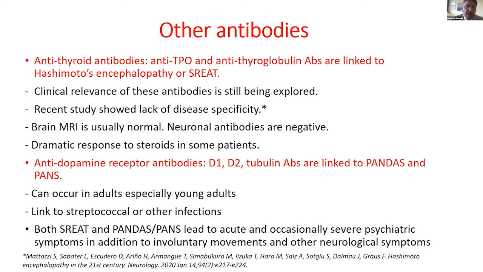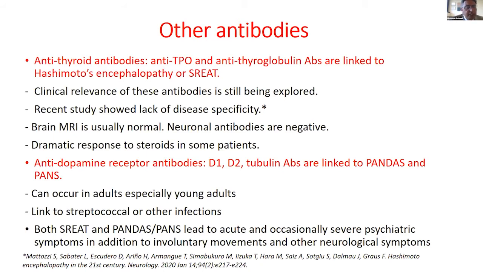However, in clinical practice, it is actually not uncommon to see patients with SREAT either on the inpatient side or in the autoimmune encephalitis clinic. These are patients who typically have a normal brain MRI. Their neuronal antibodies are negative, both in the serum and CSF, but they show dramatic response to steroids, and they typically present with either new onset seizures, new onset movement disorders, stroke-like episodes, or some psychiatric symptoms, including hallucinations.